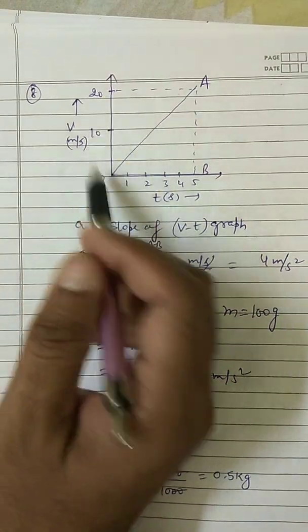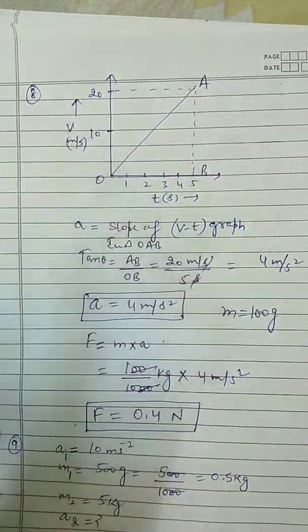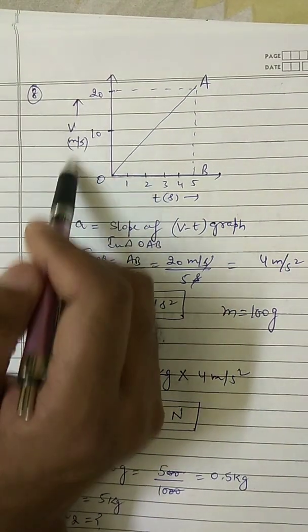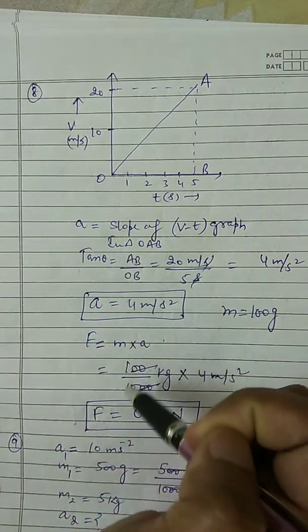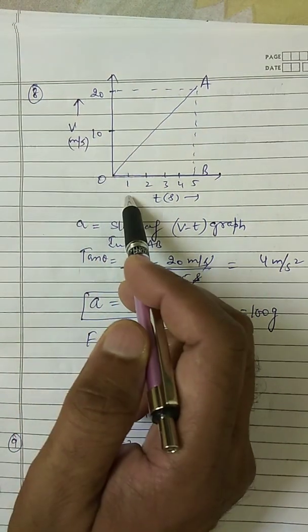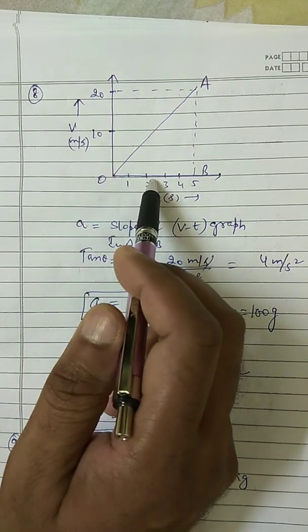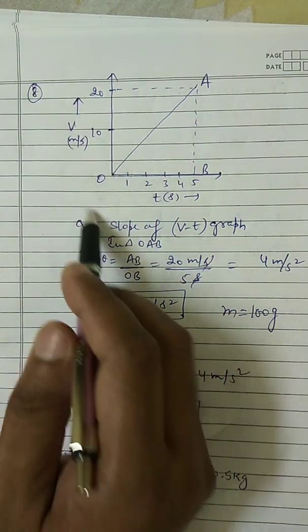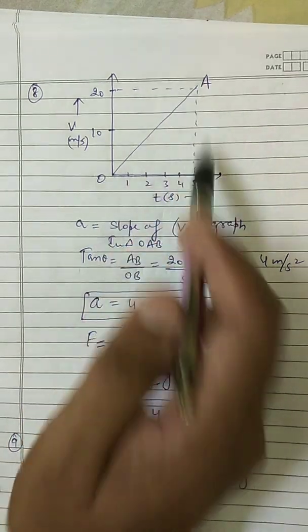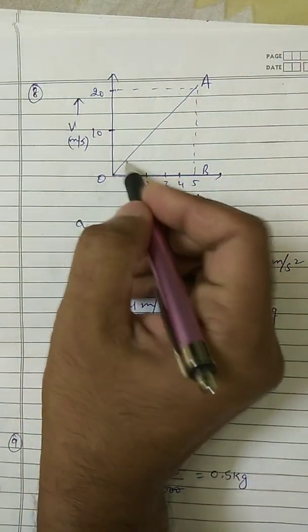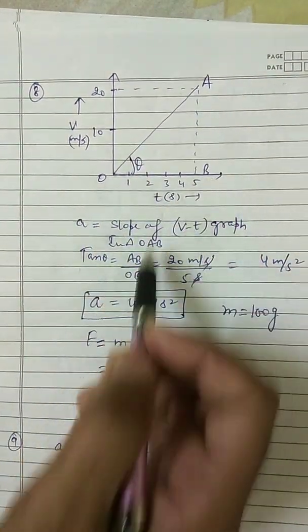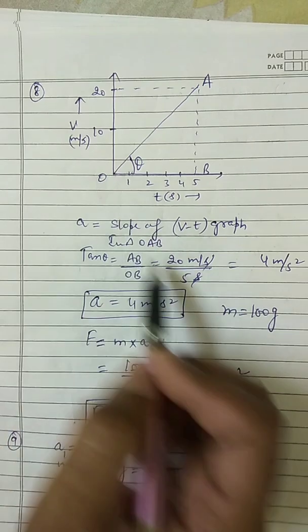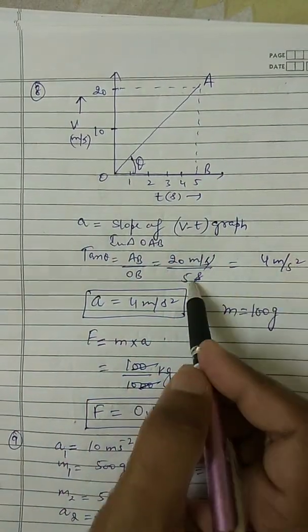Now the eighth one is a graph based numerical. This graph I have copied from the book only, along vertical velocity and along horizontal time. You have to find force, but first we have to find the acceleration. If you find the slope of the VT graph, you will get the acceleration. So in triangle OAB, what is the slope? Slope is given by tan theta, that is perpendicular AB upon base. AB is 2 meter per second, base is 5 second. After solving you will get acceleration 4 meter per second square.